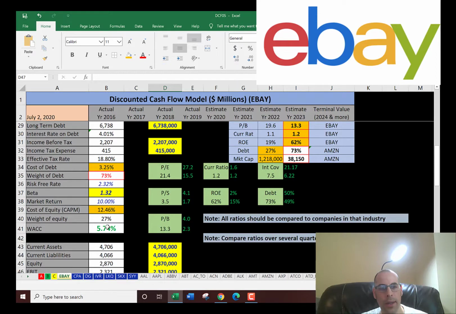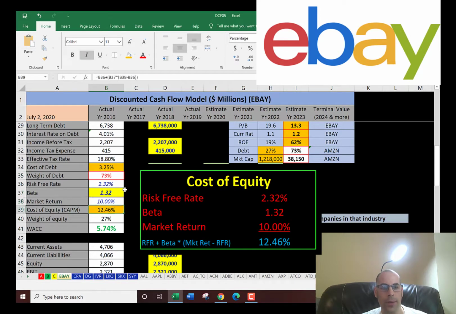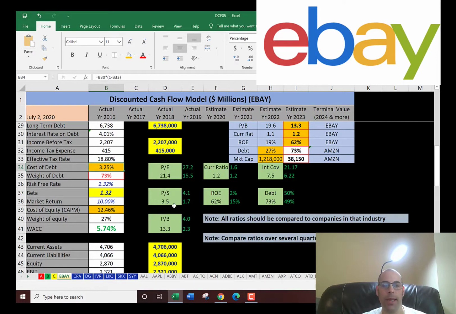So in order to calculate the weighted average cost of capital, it's a blend of the cost of debt and the cost of equity. And the cost of debt is 3.25%, and the weight of debt is 73%. And the cost of equity is 12.46%, and the weight of equity is 27%. So the weighted average cost of capital is 5.74%, which is a combination of the 3.25% of debt and a 12.46% of equity. So we're going to take that 5.74% and discount the future estimated cash flows.